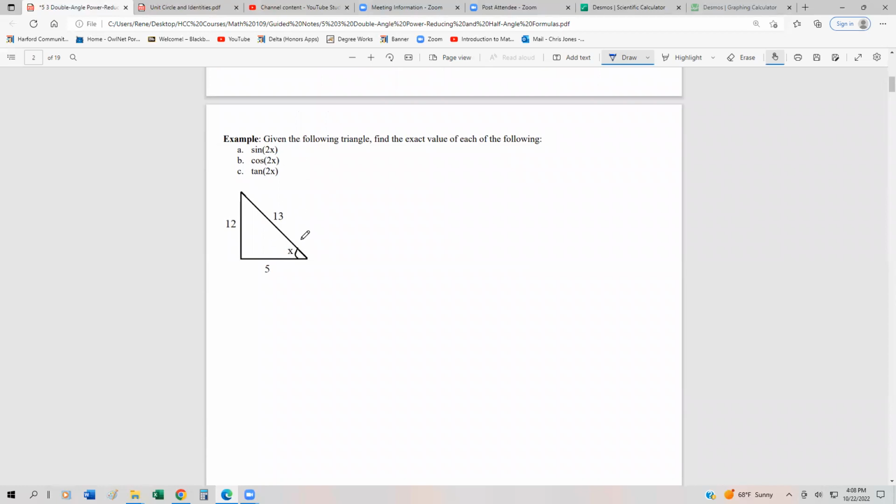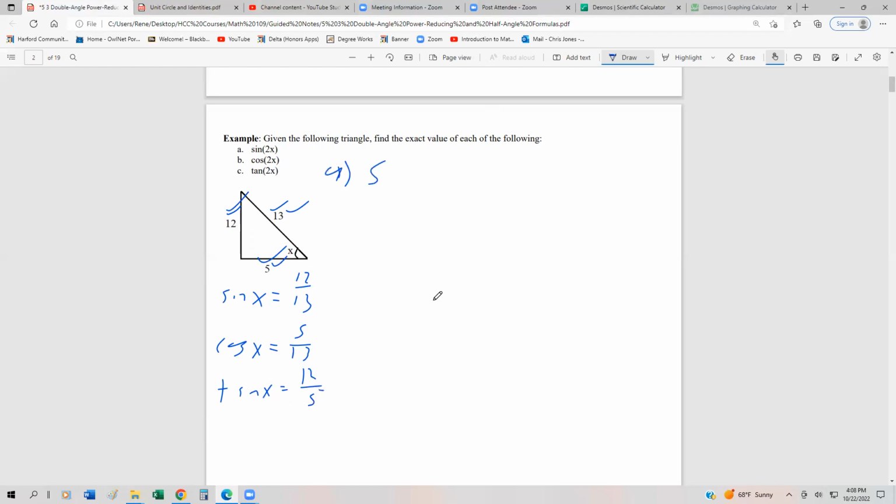So given the following triangle, okay, we want to try to find the exact values of sine 2x, cos 2x, and tan 2x. All right, so what will probably be helpful for us is to identify that in this triangle, the sine of x is the opposite over the hypotenuse, which is 12/13. The cos of x is going to be equal to 5/13, adjacent over hypotenuse, and the tangent of x is going to be the opposite over the adjacent, which is 12/5.